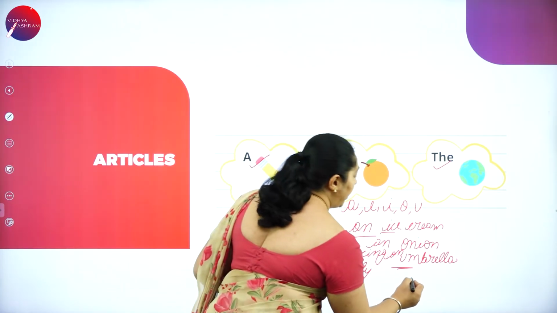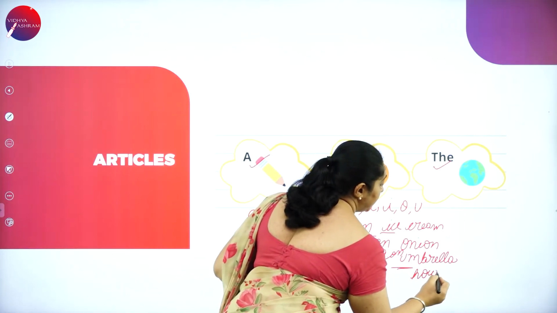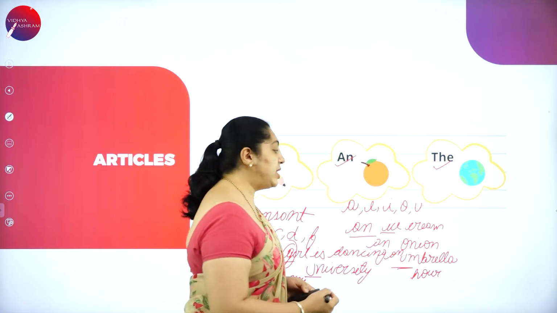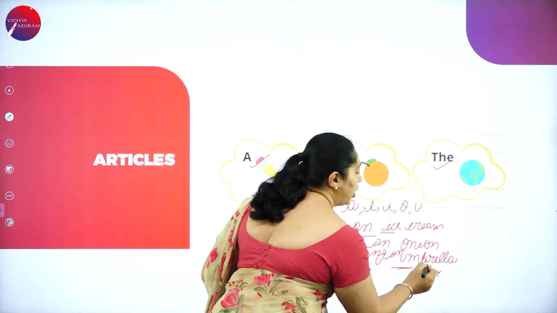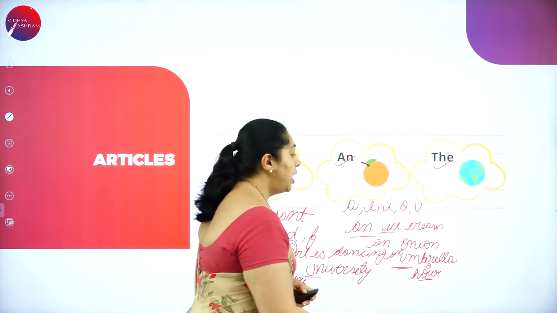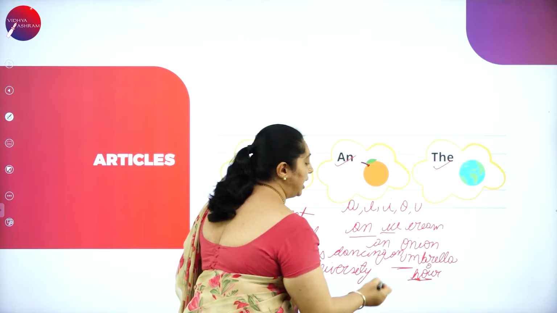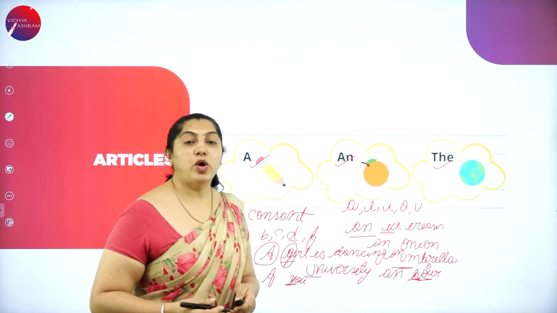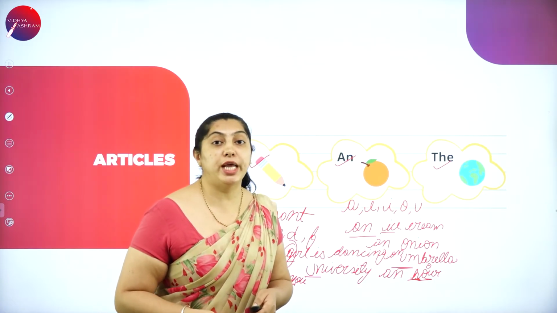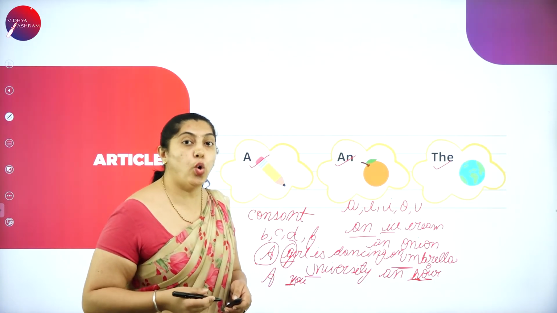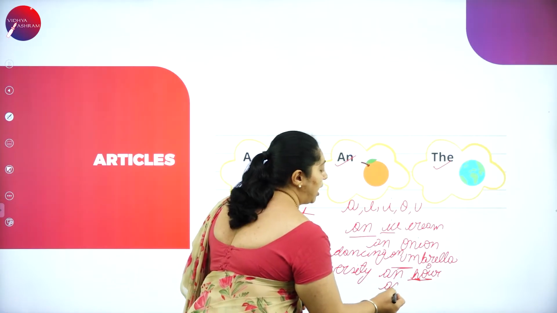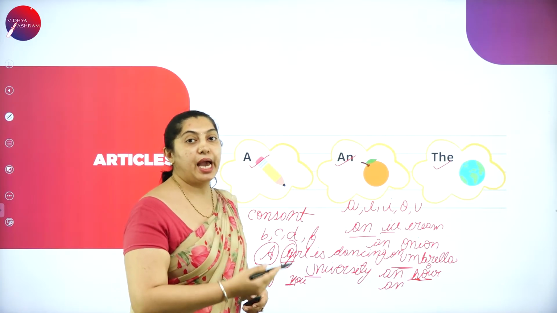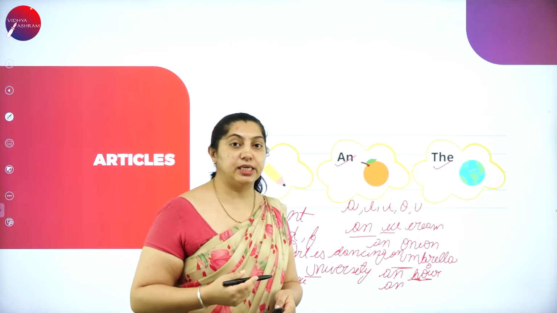For example, when I say hour, we don't pronounce this word as 'har'. It is 'our'. Here the O is pronounced, not H. H is a silent letter. So we use the article an hour. When I speak about honest, we don't say it with an H. We pronounce it as 'onest'. It sounds like O. So we use the article an honest. So this is the difference between the articles a and an, that is the indefinite articles.